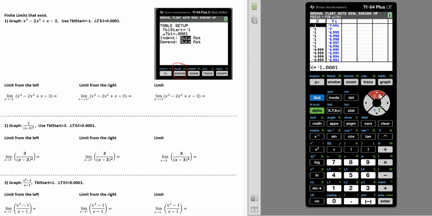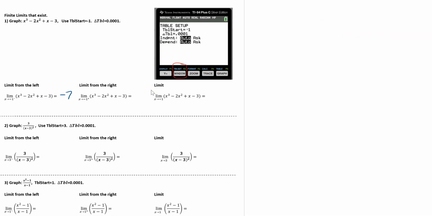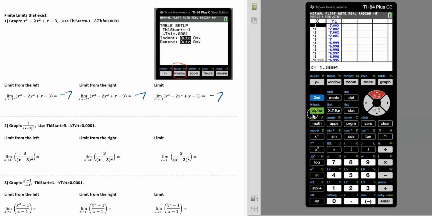So if I move up, you can see coming in from the left, we're going to get -7. Coming in from the right, it's going to also approach -7, and our limit is -7. So it's giving us our left and our right limit. Our left limit is -7.01, but we're not close there yet. We're going to keep getting closer and closer. -7, -7, -7. That is what our calculator tells us. We're approaching -7, approaching -7.